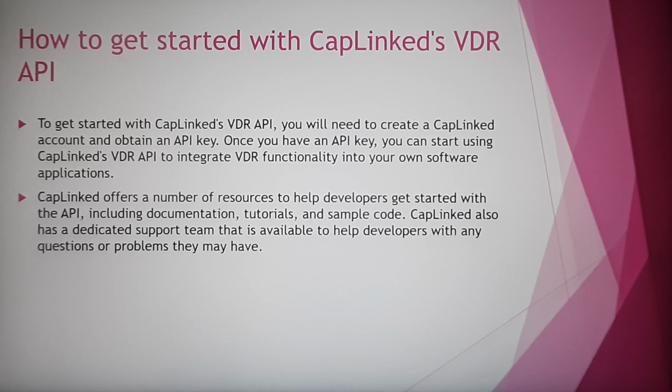And how to get started with the CapLinkt VDR API. To get started, you will need to create a CapLinkt account and obtain an API key. Once you have an API key, you can start using CapLinkt VDR API to integrate VDR functionality into your own software application. CapLinkt offers a number of resources to help developers get started with the API, including documentation, tutorials, and sample code. CapLinkt also has a dedicated support team that is available to help developers with any questions or problems they may have.